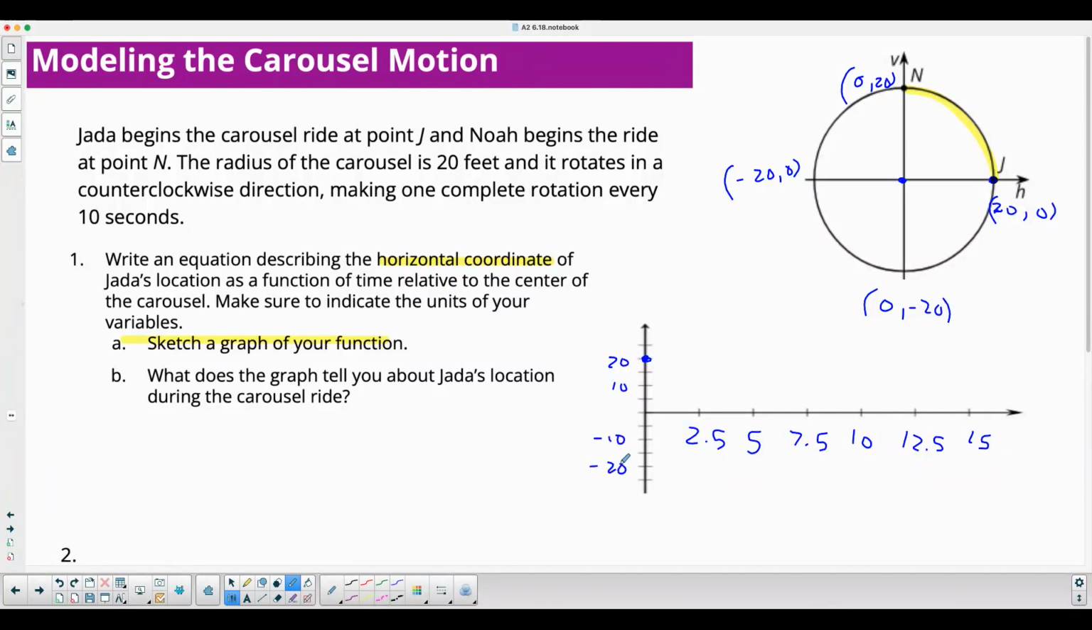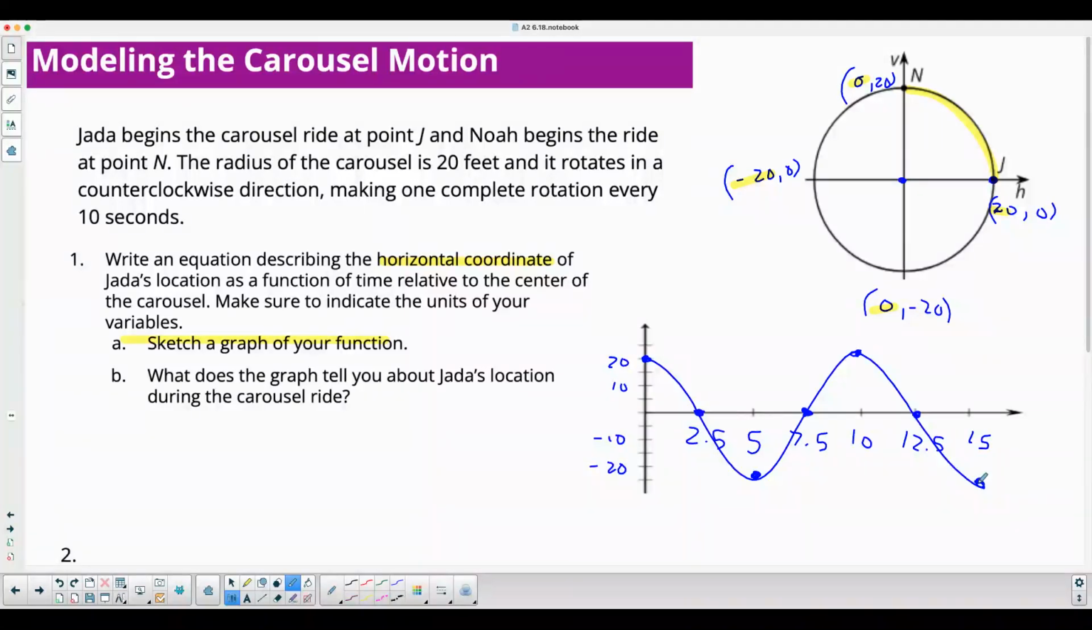And then at 2.5, the horizontal distance, and I'm going to highlight the horizontal distances. So at 2.5, her horizontal distance is 0. At 5, her horizontal distance is negative 20. 7.5 back to 0. And then 10, she's right where she started. So your graph's going to look something like that.